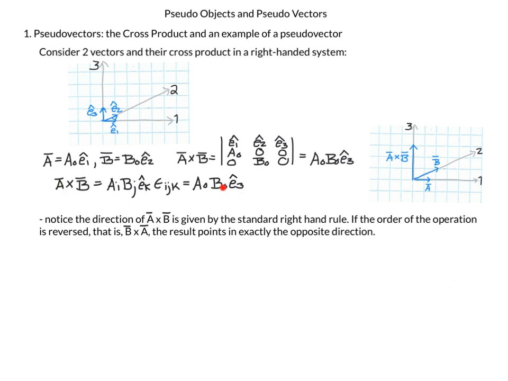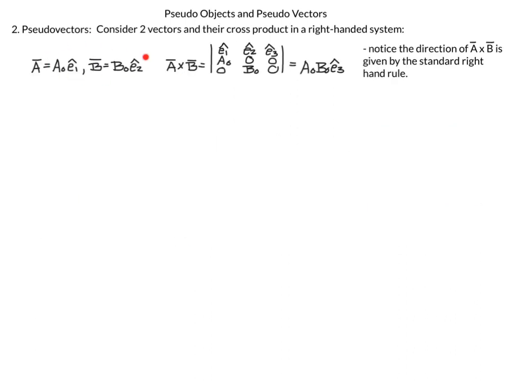I have this also written in index notation for you. You notice A cross B is given by the standard right-hand rule. When you curve your fingers with the right hand from 1 to 2, you're going to get pointing up is going to be your A cross B. And the order of operations matters: if you did B cross A, the result points in the opposite direction. So here I have my summary of my right-handed system, my A, my B, my cross product.